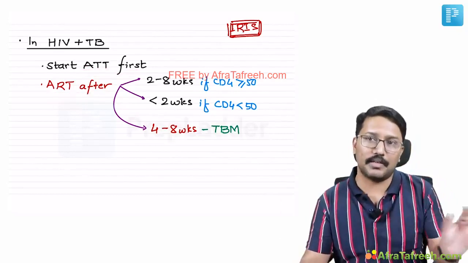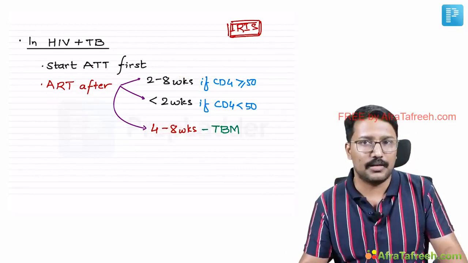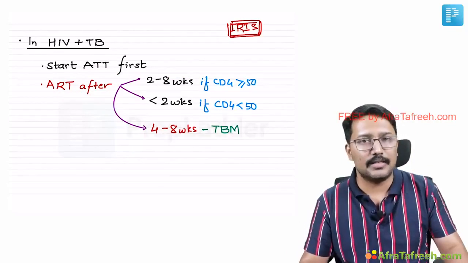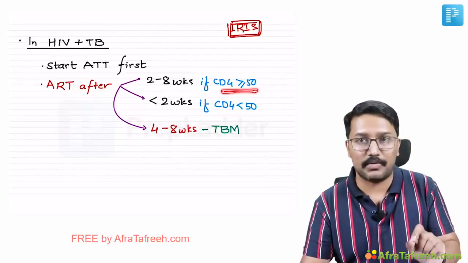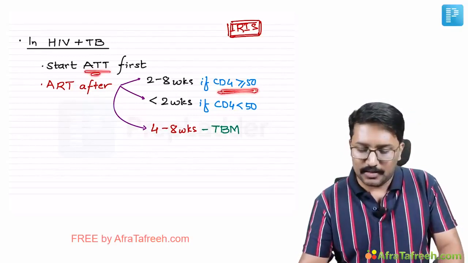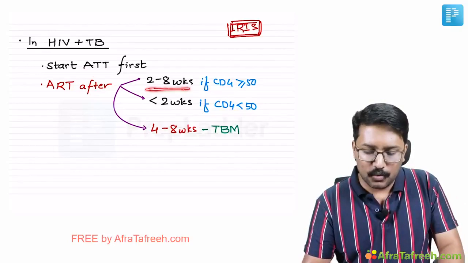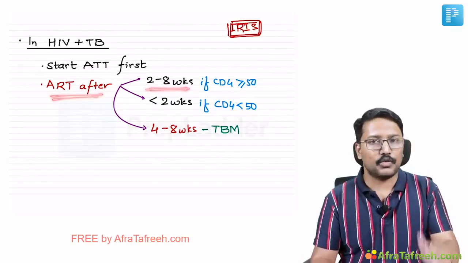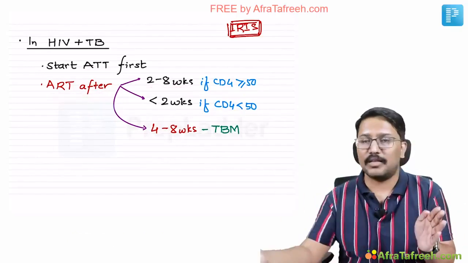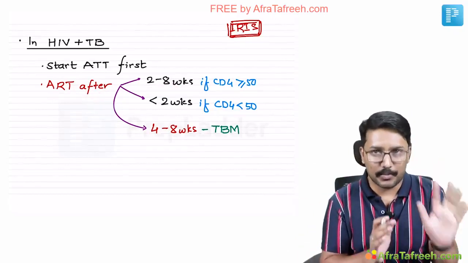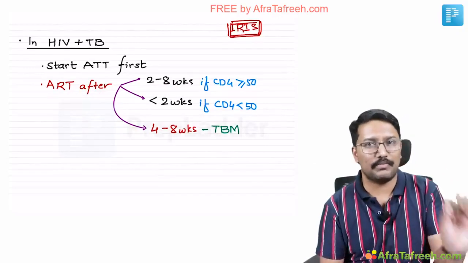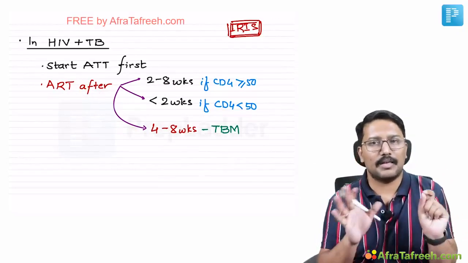When to start ART after initiating ATT is the question. And for that, we depend on the patient's CD4 count, right? If the patient's CD4 count is more than 50 when we are starting the ATT, at this point of time you can wait up to 2 to 8 weeks to start ART. So you start ATT, and 2 to 8 weeks later, you can start the patient on ART. More than 50 is a reasonable number.